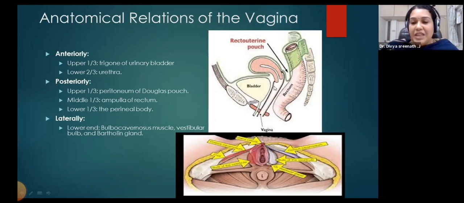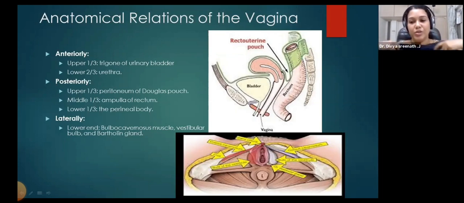So if the vaginal wall gets lax, if the supports of the vagina are reduced, then there is a possibility of the bladder protruding into the upper two-thirds of the vagina. And if the lower portion of the anterior vaginal wall is lax, then the urethra will protrude here. Likewise, if the posterior upper one-third is lax, then the cul-de-sac, along with intestinal coils present in the sac, can protrude here. If the middle portion is lax, then the rectum can protrude into the vagina.